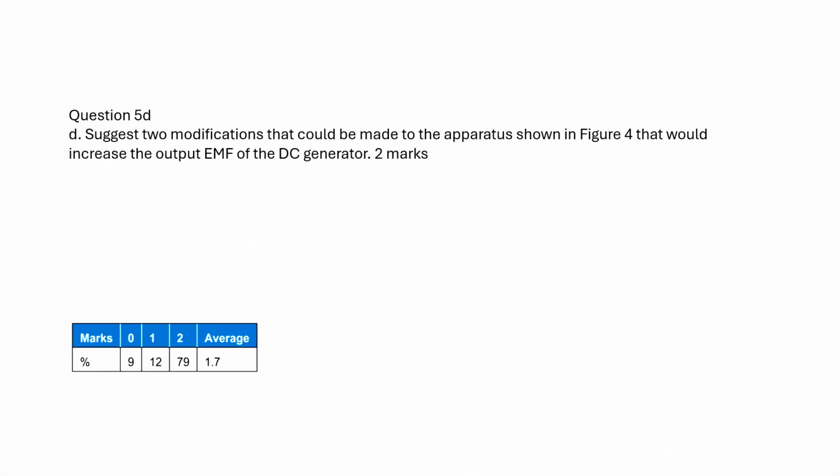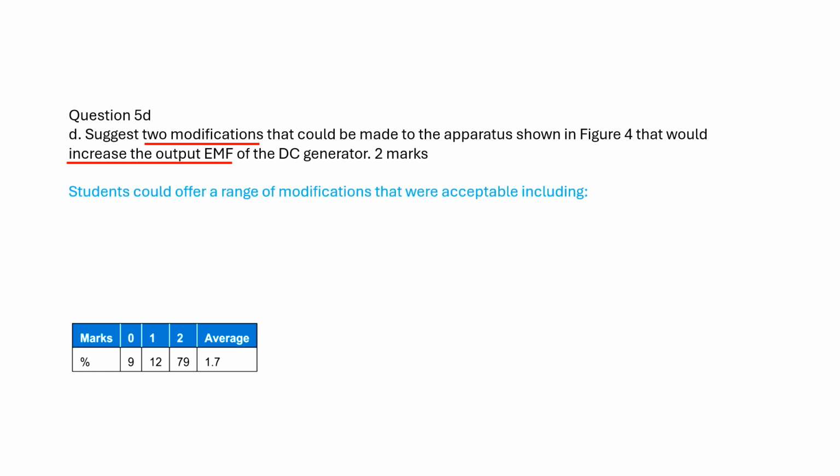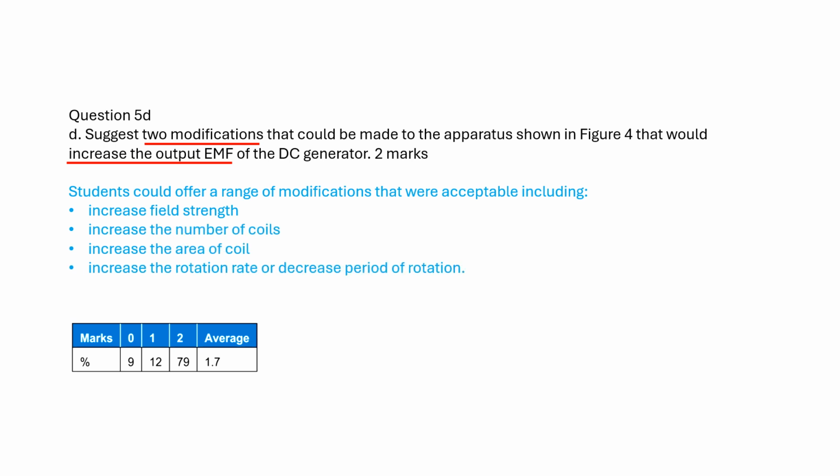Suggest two modifications to increase the output EMF. Two suggestions are acceptable: increase field strength, increase the number of coils, increase the area of coil, increase the rotation rate, or decrease the period of rotation.